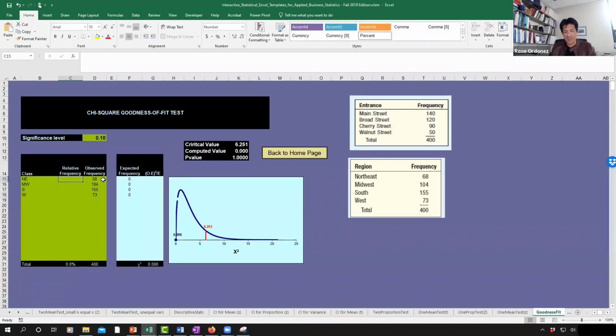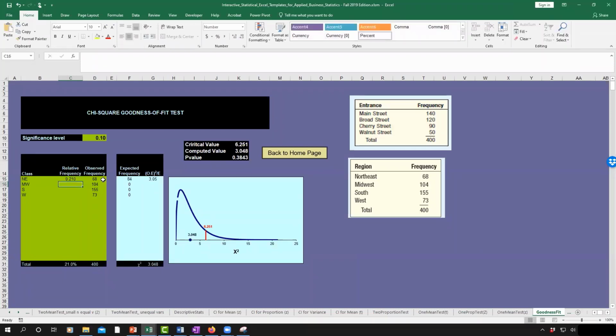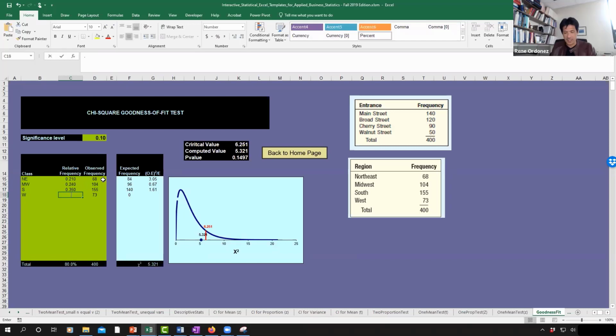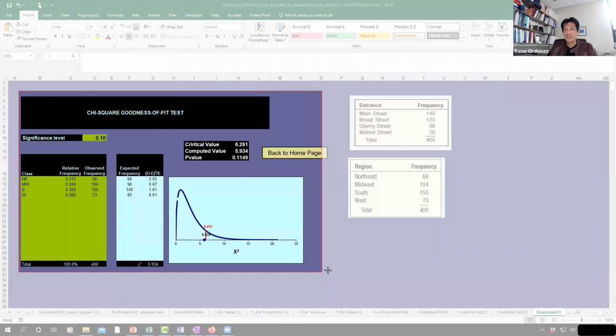Okay, what was that again? 0.21, 0.24, 0.35, 0.20. Okay. And of course, they add up to 100%, so the numbers are very likely correct, the way I inputted them here. All right, so here's the output.